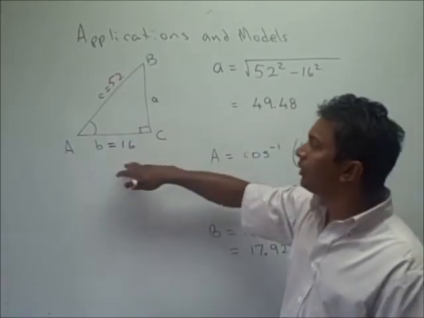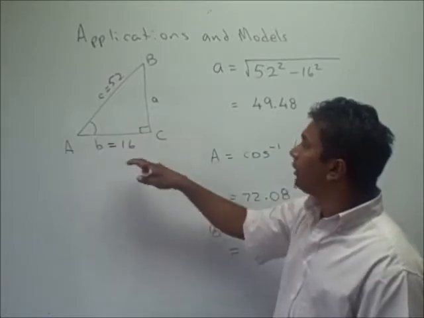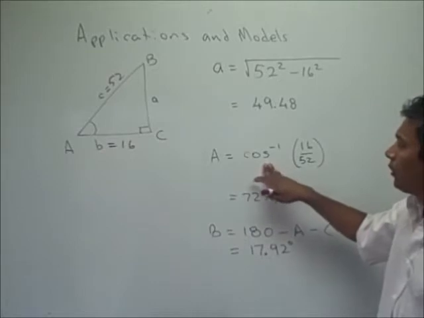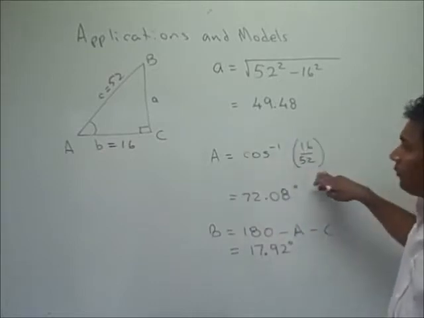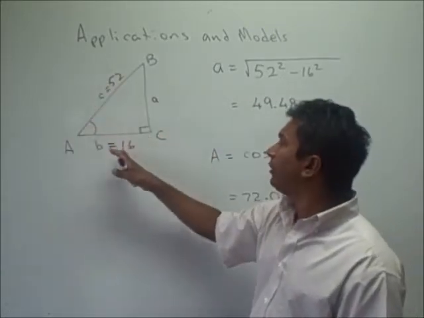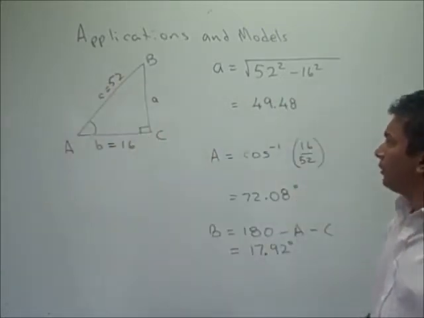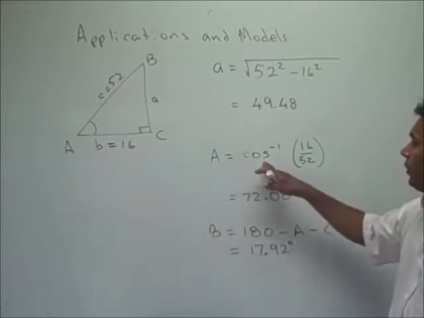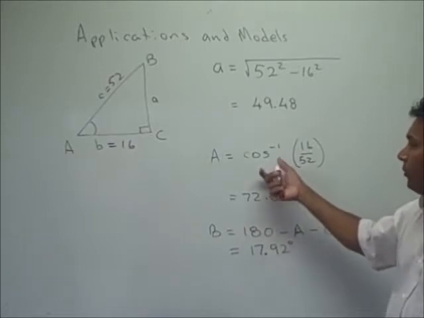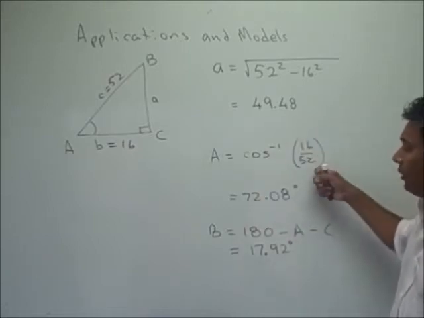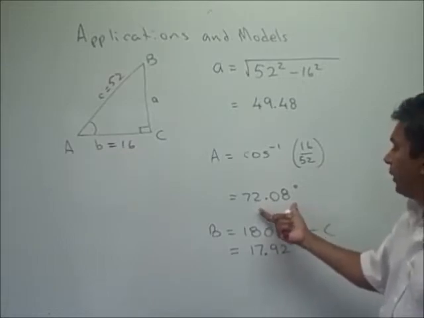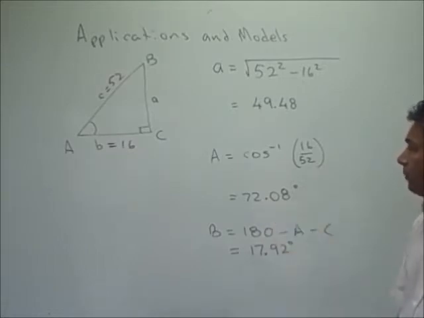Now that we know all three sides, we can proceed to find our angles A and B. We know angle A is equal to the cos inverse of 16 over 52. And we're using cos inverse since we already have the adjacent side and the hypotenuse. So A is equal to the cosine inverse of 16 over 52, which on your calculator would be second cosine of 16 divided by 52, and this will give us an angle of 72.08 to 2 decimal places.